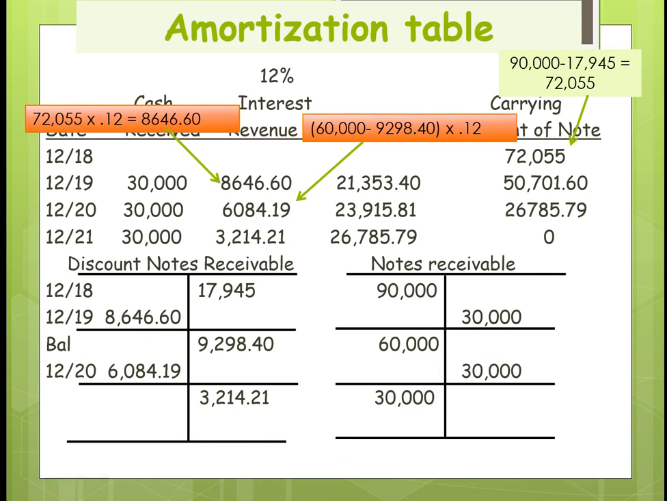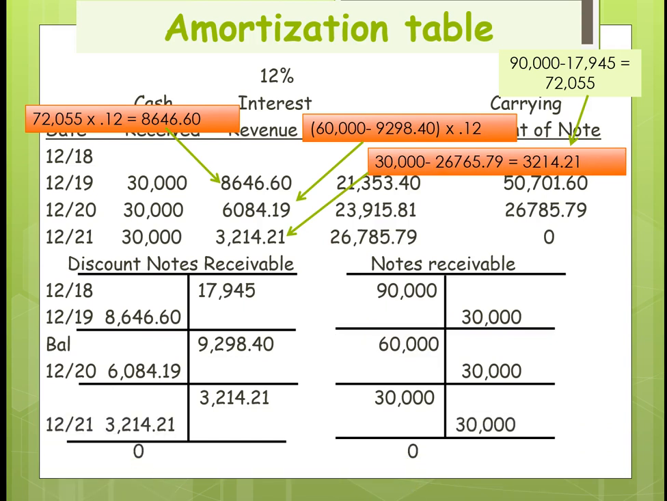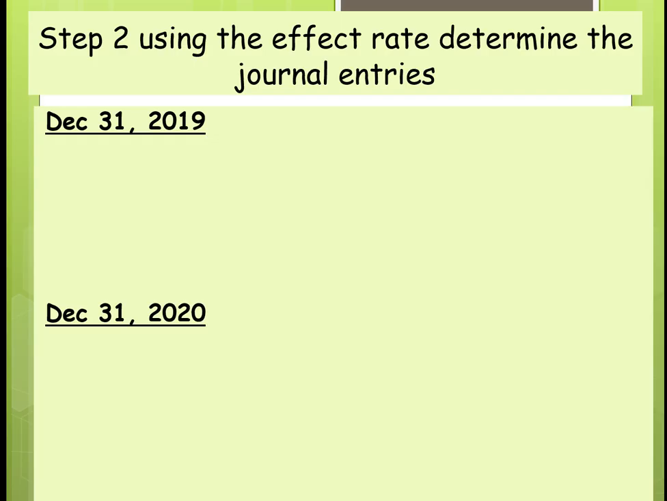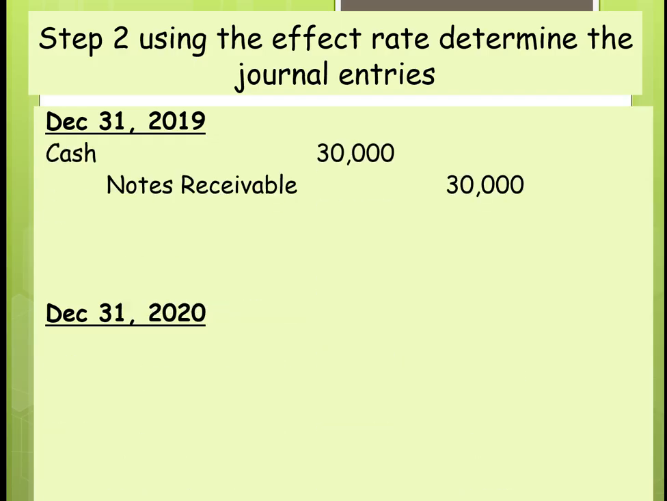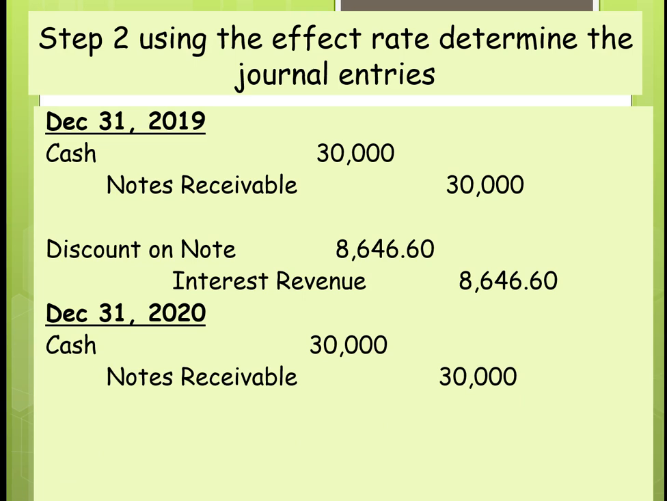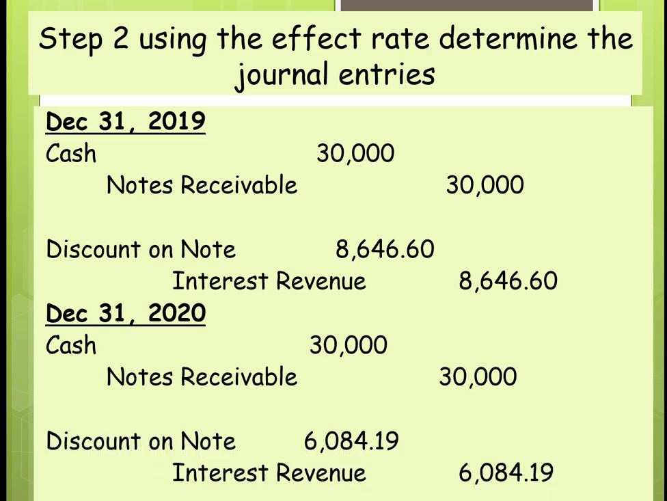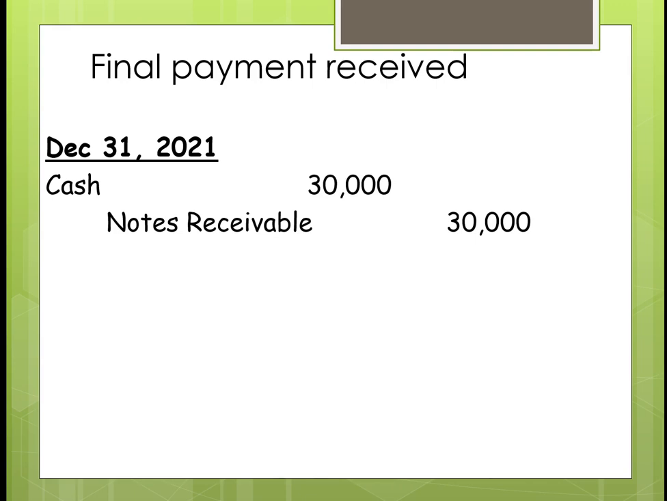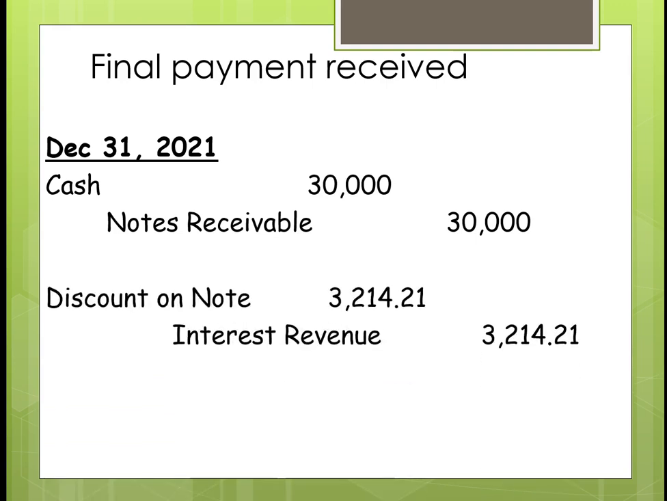And now we're going to do our last one, which would zero out. That would be our last recording of our interest revenue, which is going to zero out our account for discount on notes receivable. And when we get our last payment, it will zero out our notes receivable. So here's our journal entries. And here's our final one. And that ends this presentation, part 2 of a 3-part presentation.